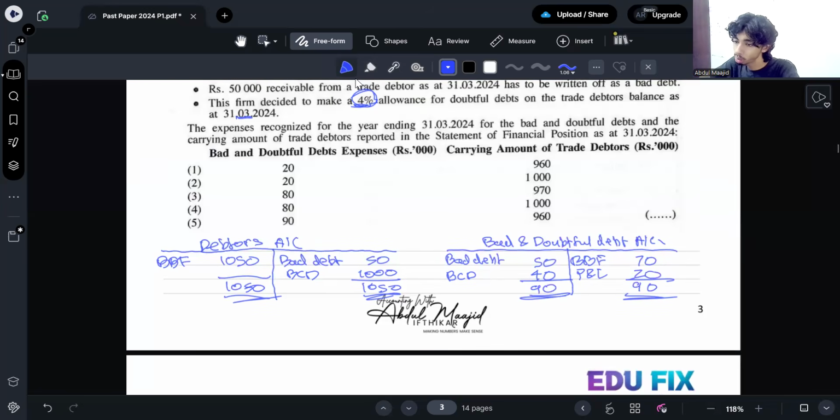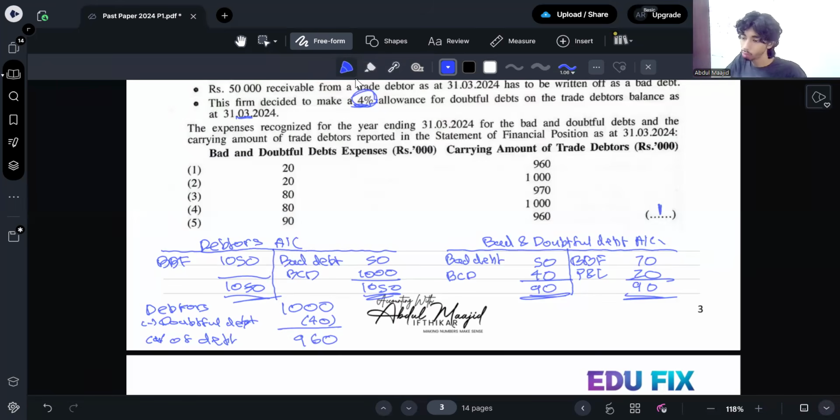Then how do you find the carrying amount of debtor? Debtor account closing balance 1,000. From that, if you deduct your doubtful debt provision of 40, you can get your carrying value of debtor as 960. So bad and doubtful debt expense 20, carrying amount of debtor 960. That is answer number 1. Okay.